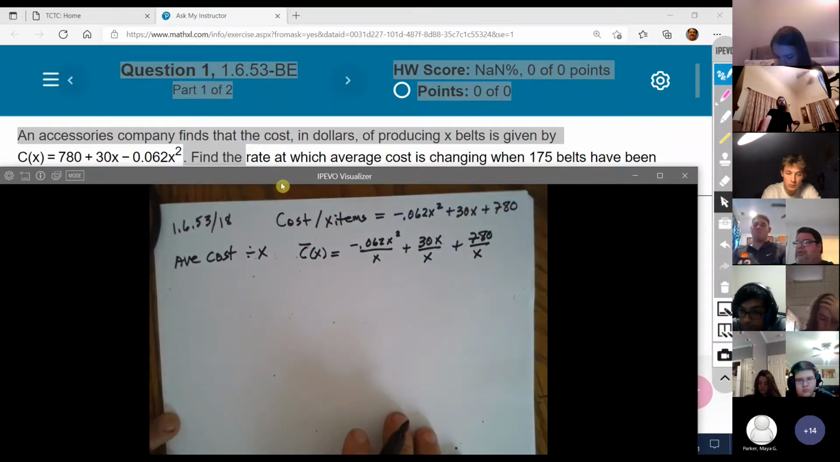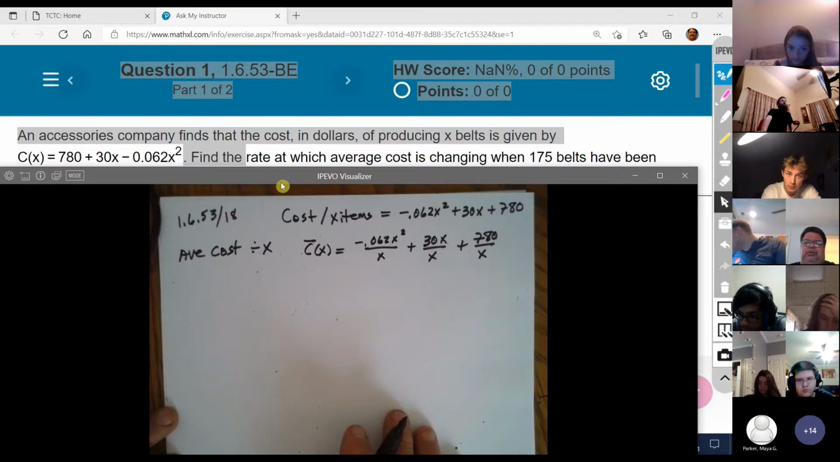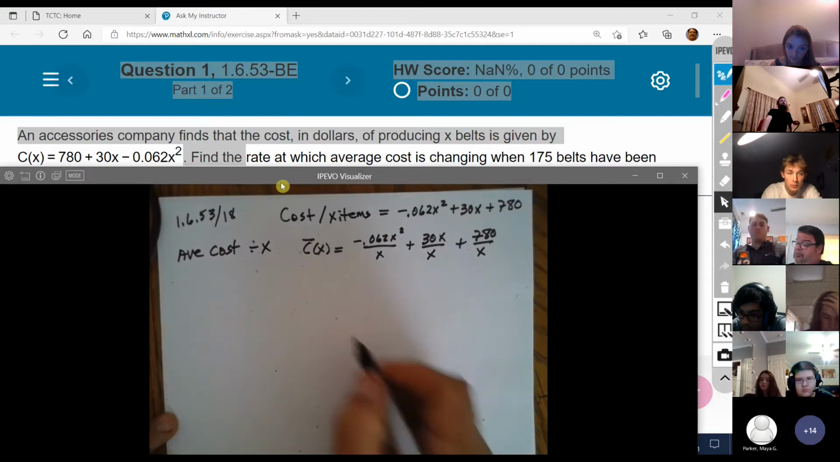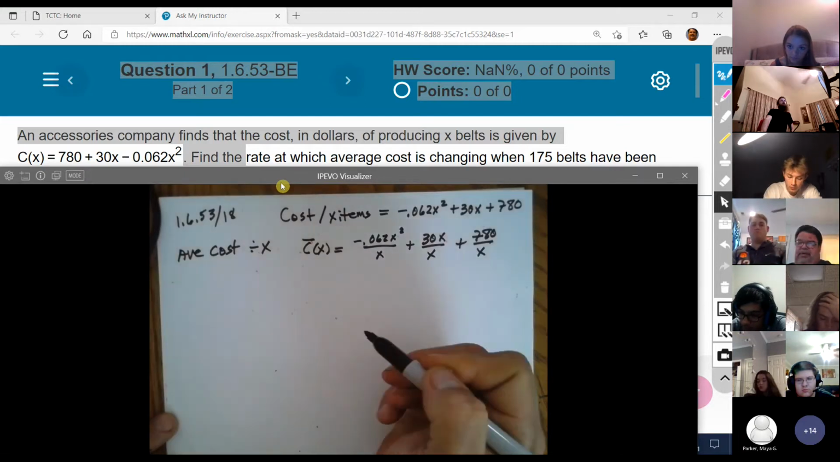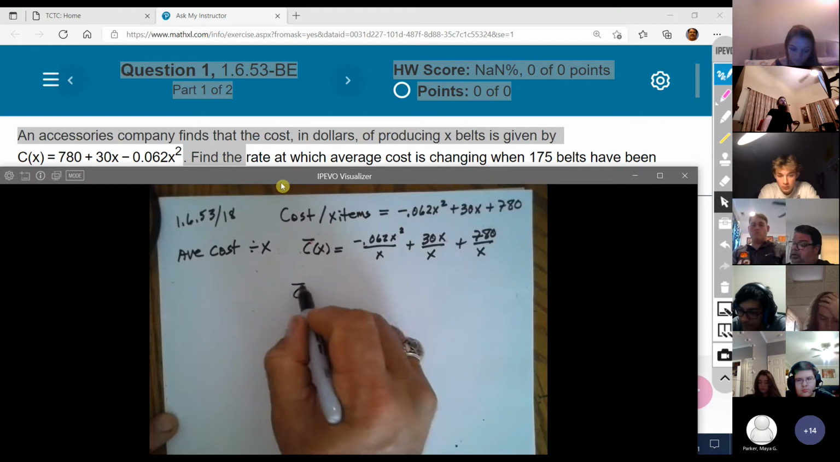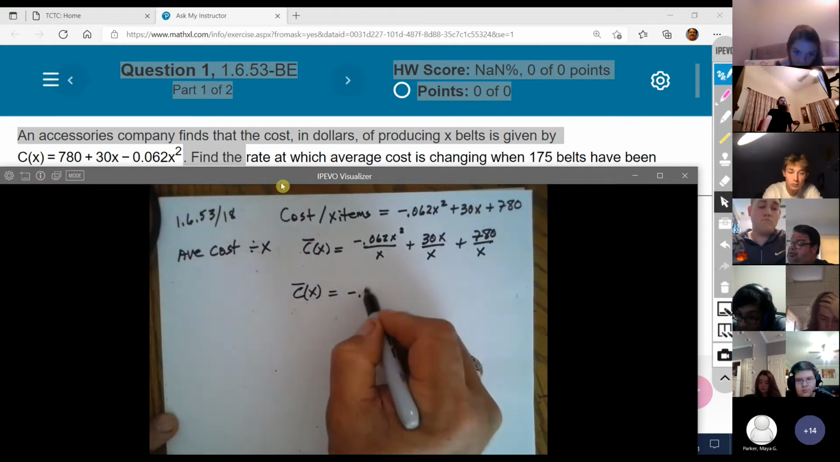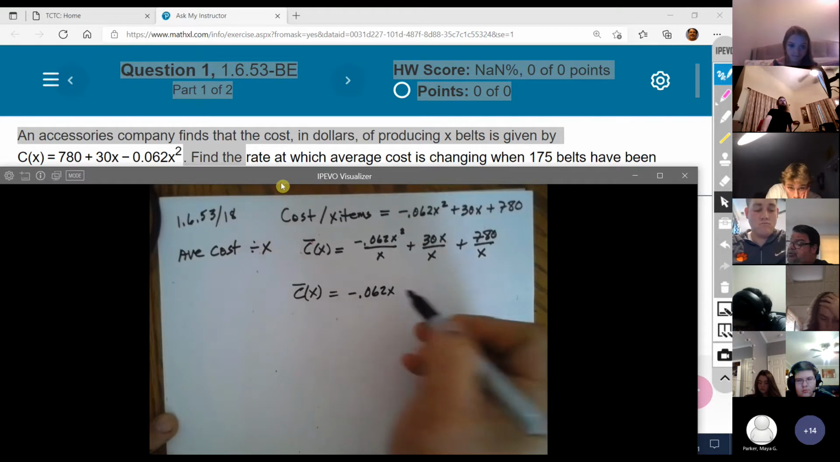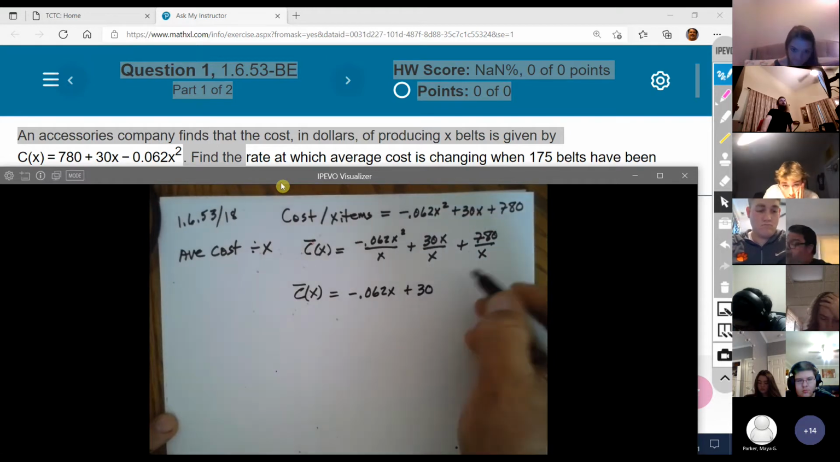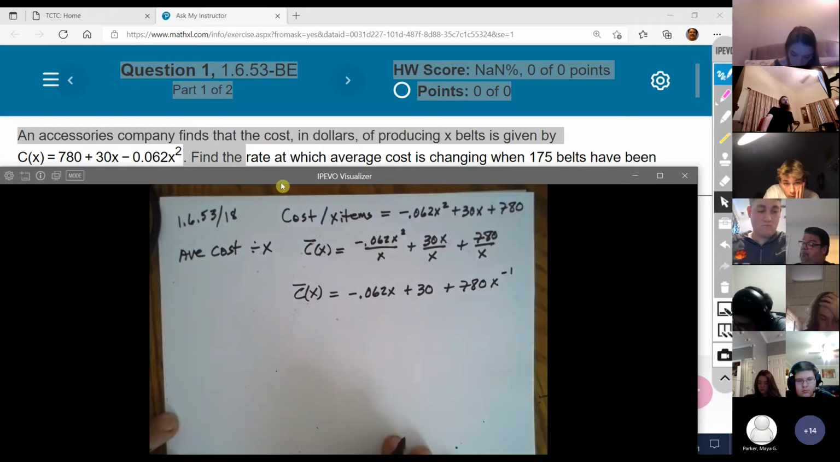I believe I did one like this the other day, and I did it differently than the book. I can't remember what they did, but we got the same answer. Y'all help my memory out. And that's going to be -0.062x plus 30 plus 780x to the -1.